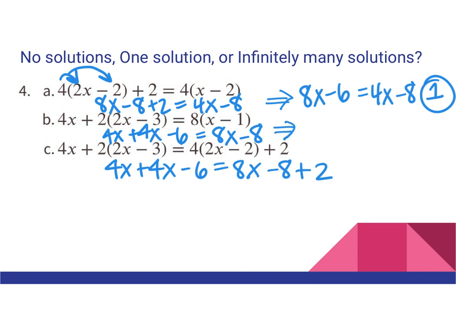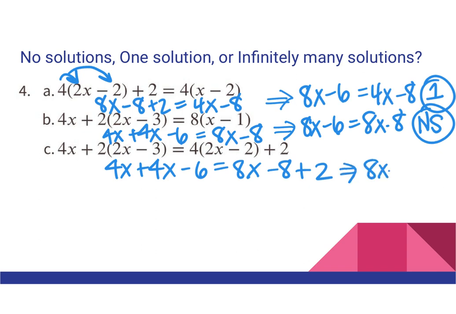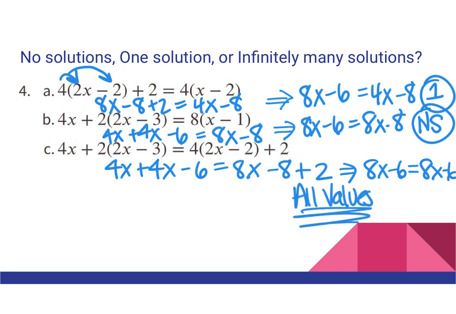For the next one, we have 8x minus 6 is equal to 8x minus 8. Same number of x terms on both sides, but we're subtracting two different numbers. So no solution. NS for no solutions. With that last one, we have 8x minus 6 is equal to 8x minus 6. Well, we have the same expression on both sides, so that means all values of x would make this one true, or infinitely many solutions.